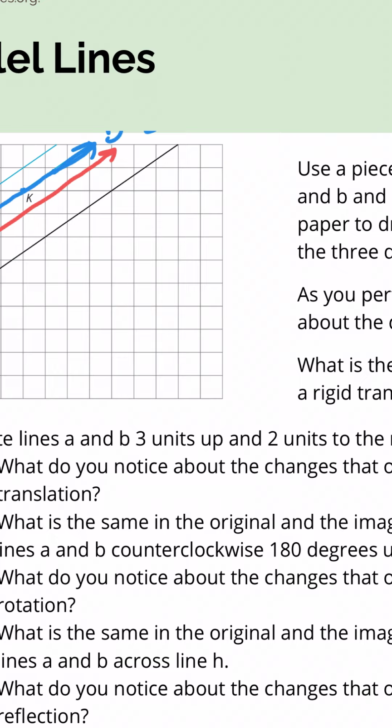Well, the new pair of lines A prime and B prime are still parallel to the original lines A and B. That hasn't changed. And what is the same in the original and the image? The lines A prime and B prime are still parallel, and they are the same distance apart as A and B. So the distance between them doesn't change.